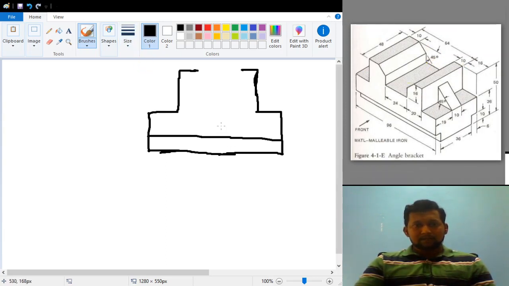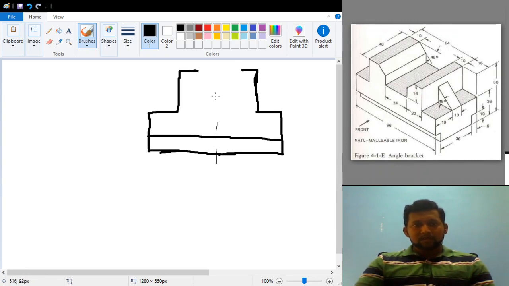The very easiest thing that you can do is try to draw one very small vertical line from the exact center. You know that the total length is 96, so at a distance of 48, you draw a vertical line here. After drawing the vertical line from the top, this horizontal distance is 24, and this vertical distance from the top is 16 mm.